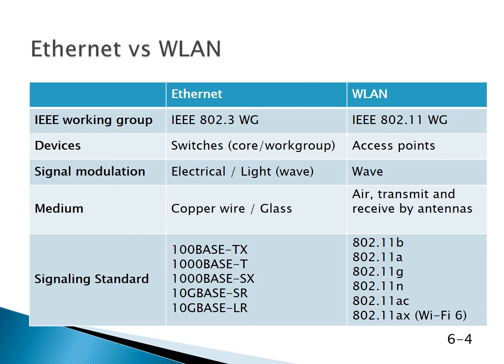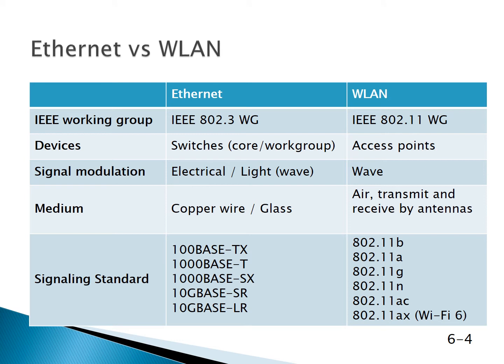This is a chart comparing Ethernet and wireless LAN. Ethernet is the 802.3 working group and wireless is the 802.11 working group. The major devices for Ethernet are switches, and for wireless, there is the wireless access point. Although a lot of the time we say we use a wireless router, as we mentioned before, this router is actually a combination of a router, a switch, and an access point. The access point is the main feature that we need for wireless.